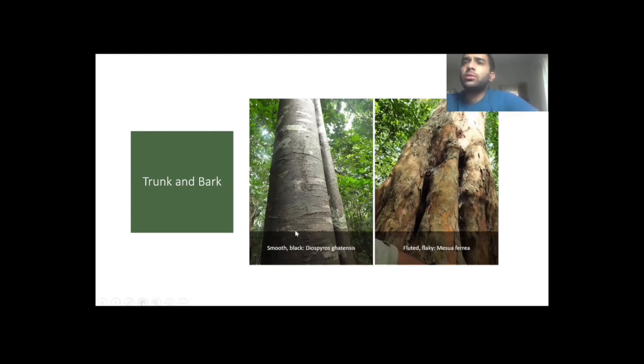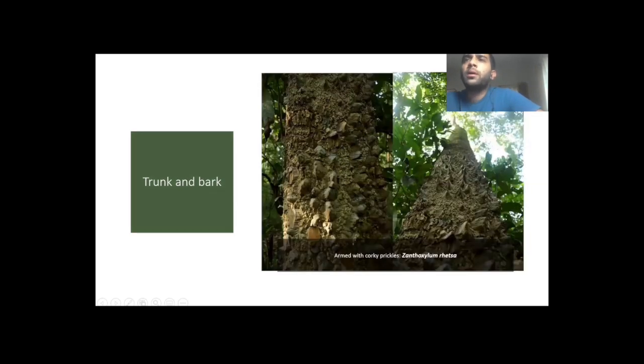So these trees can be very smooth and straight, but then in some trees you can see the wood has all these bumps and ridges. That's called a fluted trunk. So look out for all these patterns in the bark.